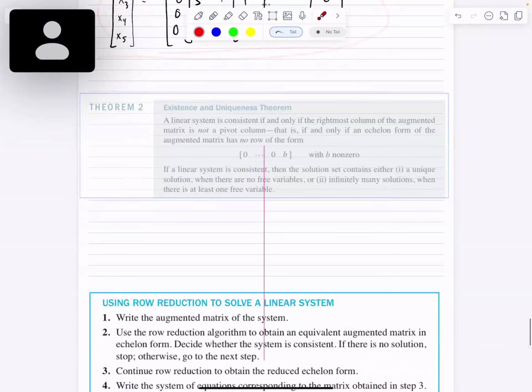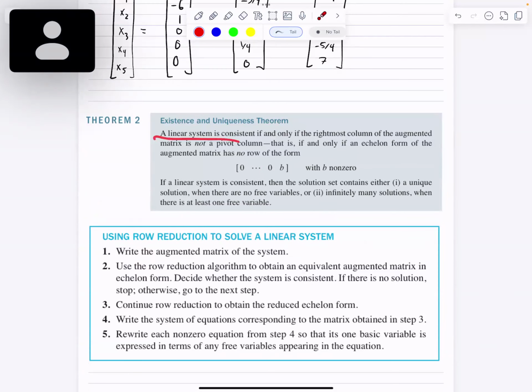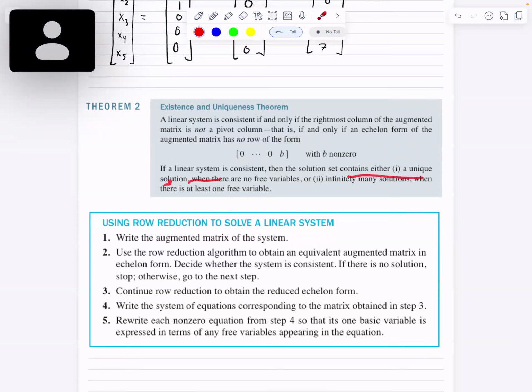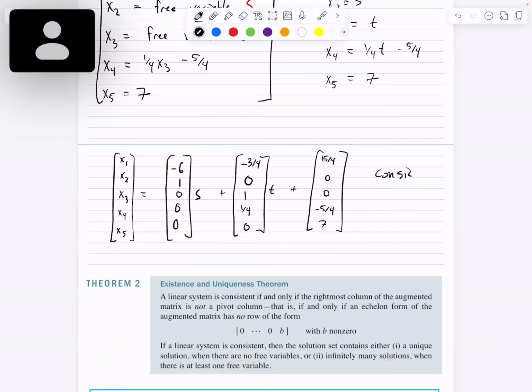I want to end real quick with some ideas about existence and uniqueness and a recap. If you have a linear system, it's consistent if and only if the rightmost column of the augmented matrix is not a pivot column. That is, if and only if the echelon form has no row of the form 0, 0, 0, 0, b. So as long as you don't have a bunch of zeros and a b, you're going to be consistent. And if it's consistent, you either have a unique solution, where there are no free variables, or you have infinitely many solutions when there's at least one free variable. So this would be consistent with infinitely many solutions, so not unique.